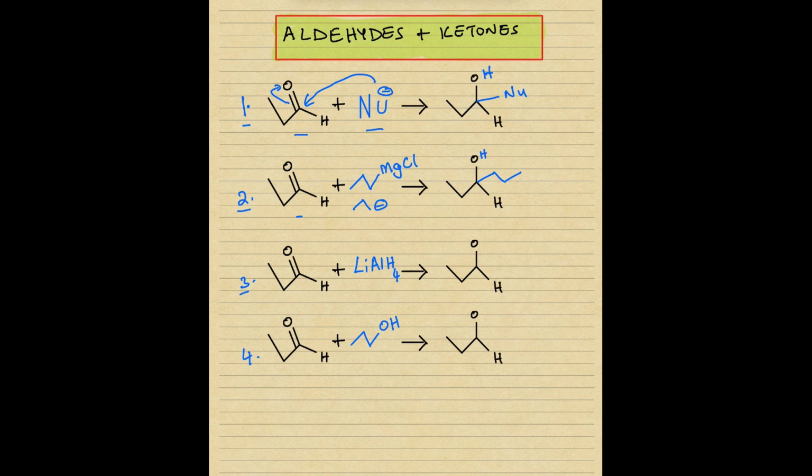Question number 3, we're looking at the same aldehyde, but now we're using lithium aluminum hydride, and that gives a hydrogen minus nucleophile, so you end up adding the nucleophile, which is hydrogen, and the carbonyl turns to alcohol.